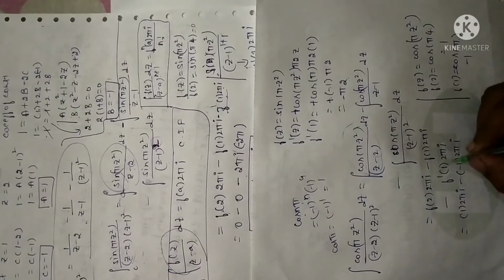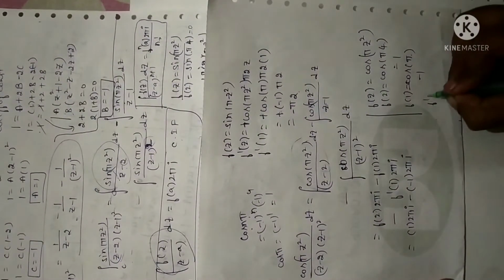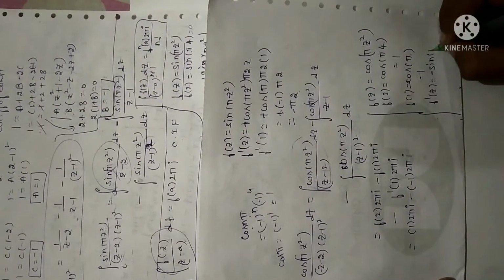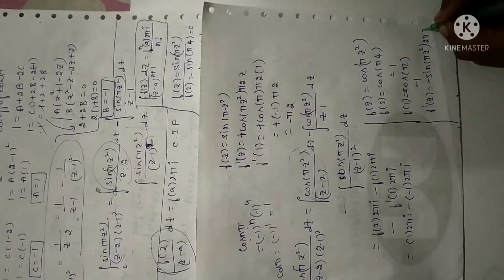Now I need the value of f dash of z. So let me find f dash of z. I have f of z. F dash of z will be, differentiation of cos theta is minus sin theta. Again I have to differentiate this. You will get 2 pi z.